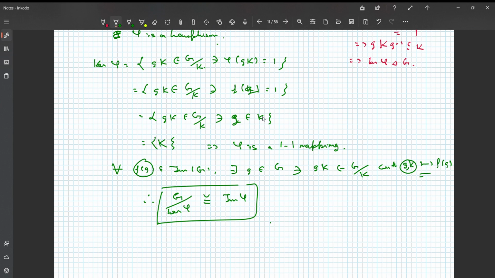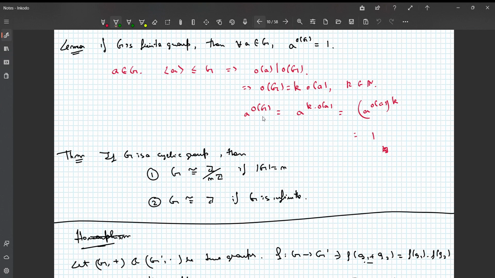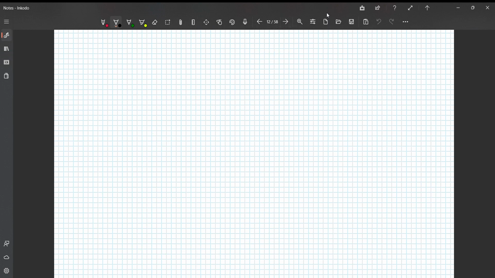Clear? Now let us come to the properties of cyclic groups which we are talking about. So now we will try to prove this. Proof.